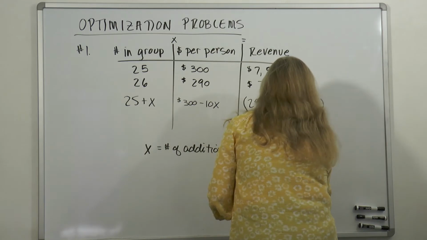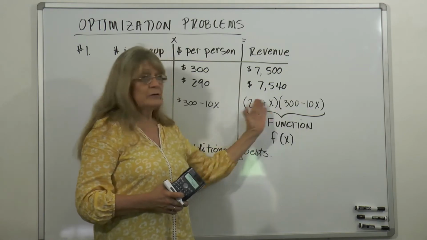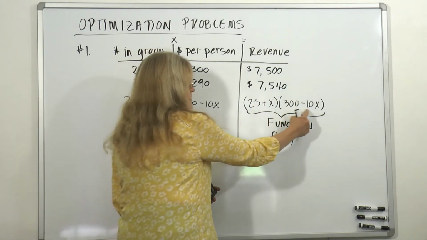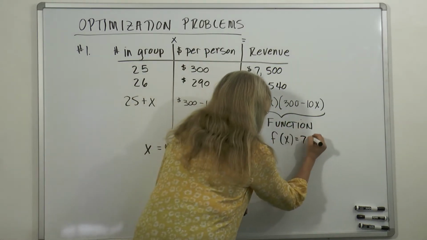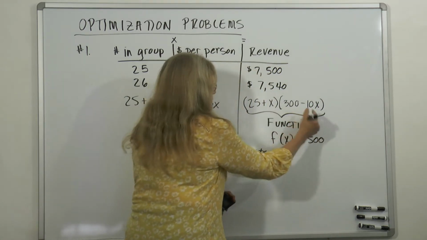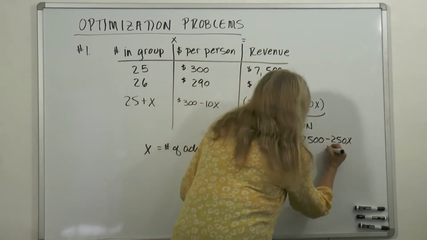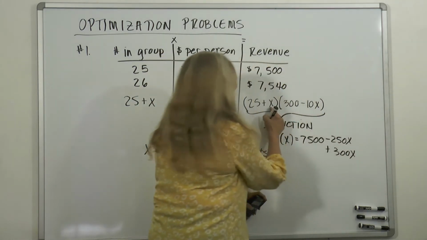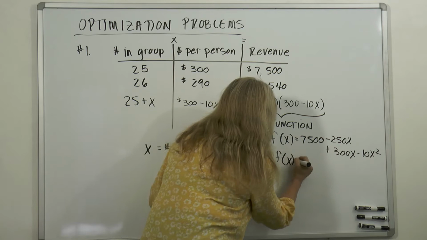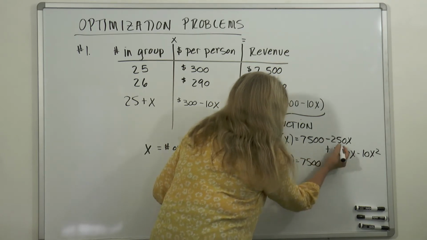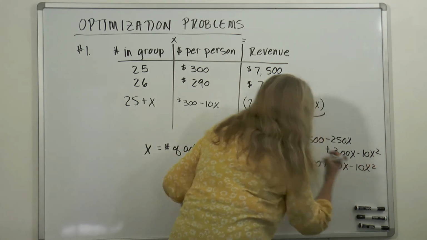So f of X, now I don't want to have to use the product rule. Since these are both to the first power, I'm just going to go ahead and FOIL this. Remember, 25 times both, then X times both. So 25 times 300, we already know, that's 7,500. And then minus 250X, then plus 300X, and then minus 10X squared. So f of X is going to be 7,500, and when I combine these like terms, plus 50X minus 10X squared.